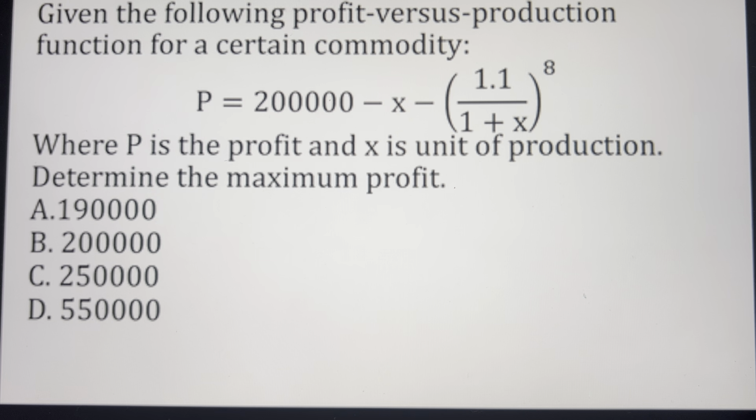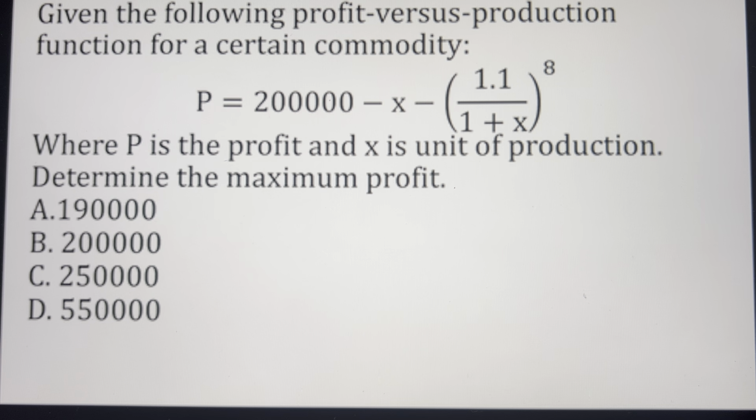Given the following profit versus production function of a certain commodity, P is equivalent to 200,000 minus X minus 1.1 over 1 plus X raised to 8, where P is the profit and X is unit of production, determine the maximum profit.